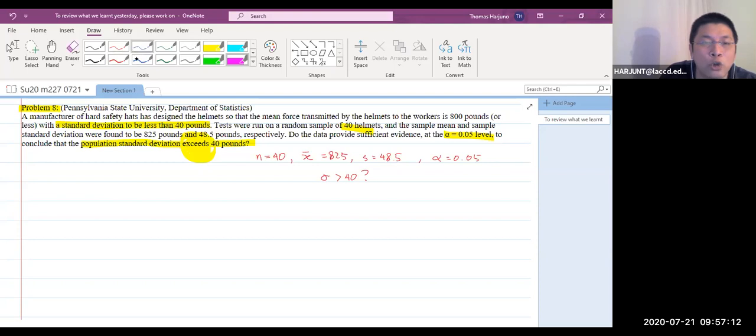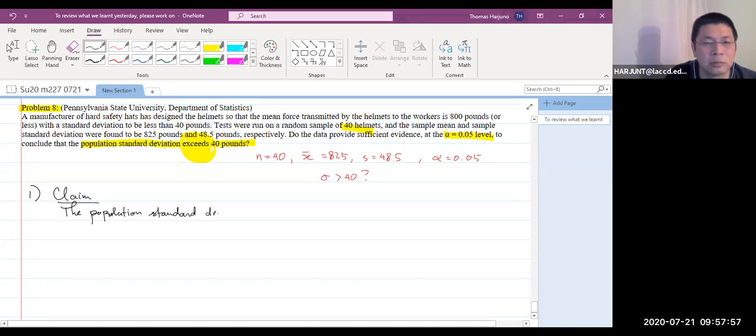Okay, so we cannot use... how to say that? They are not complementary to each other. You know, the complement of exceed 40 pounds is less than or equal to 40 pounds. Okay, so this is not the one I canceled the highlight earlier, was not the claim. Okay, the claim is the population standard deviation exceeds 40 pounds.